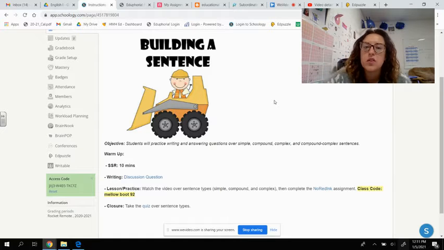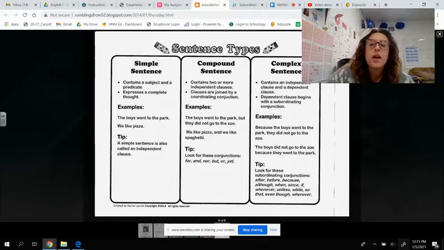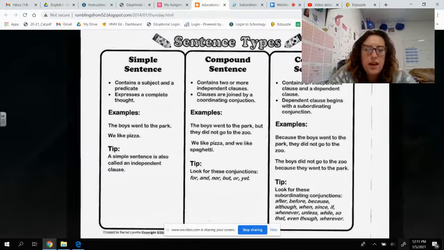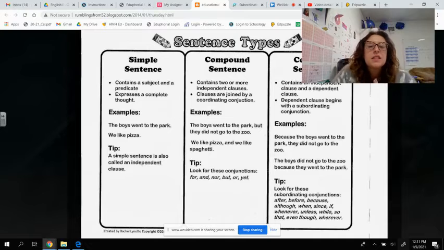Really, it's all about just looking for the right type of word, and I will show you what that is in just a moment. Okay, so we have this nice little graphic. I love these to just help. All right, sentence types. We have a simple sentence, okay?